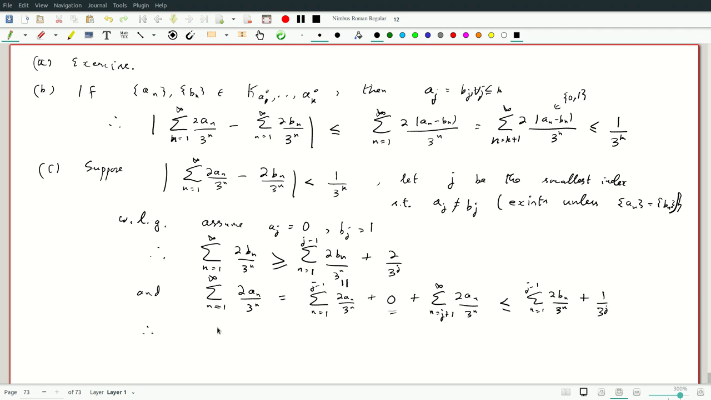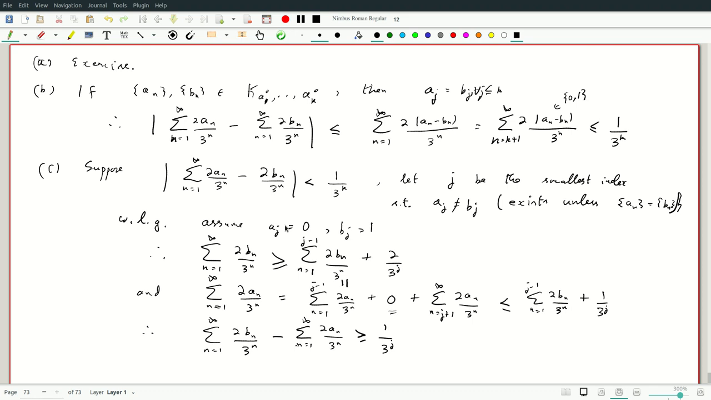Okay, so therefore what we know is that the sum from n equals 1 to infinity of 2b_n over 3 to the n minus the sum of 2a_n over 3 to the n is greater than or equal to a positive quantity, 1 over 3 to the power of j. Because here we had 2 over 3 to the j, here we had 1 over 3 to the j. So all we have done is said that this term b_j dominates over whatever the a's can be.